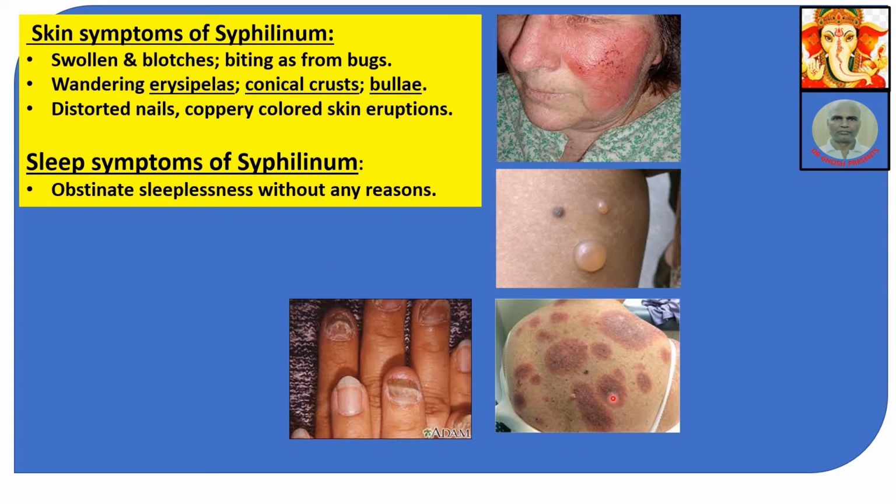Coppery colored skin. I have collected these images for you so that you can understand, while sitting in the chamber, what symptom is what. Once you know that this is a coppery colored eruption, whenever you see it you can remember this. Yes, it is coppery colored and it is found in Syphilinum. Likewise the destruction or distortion of the nails. See how these are distorted, how a bulla looks, how erysipelas looks.